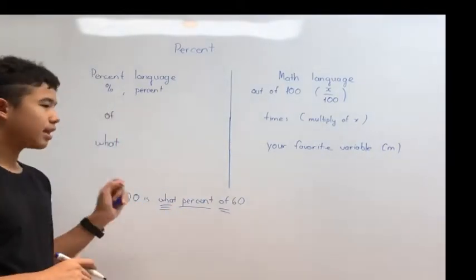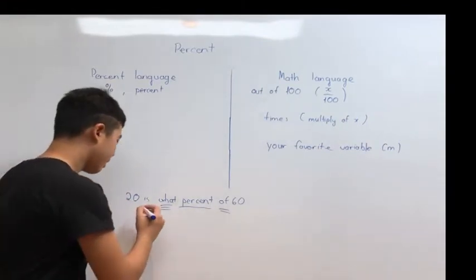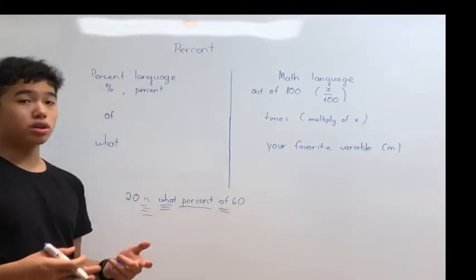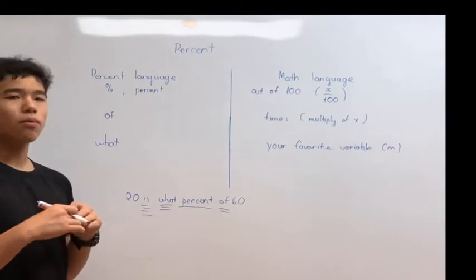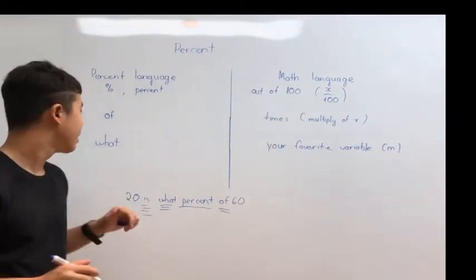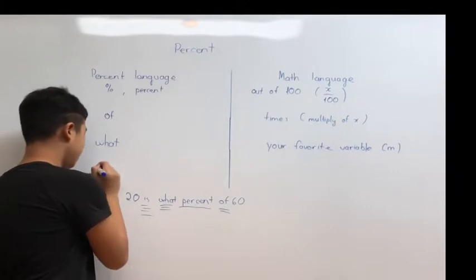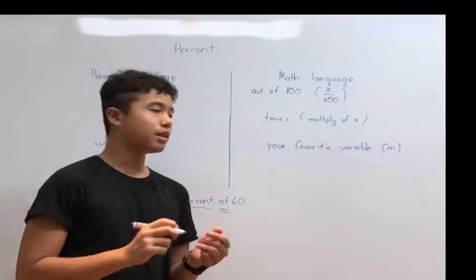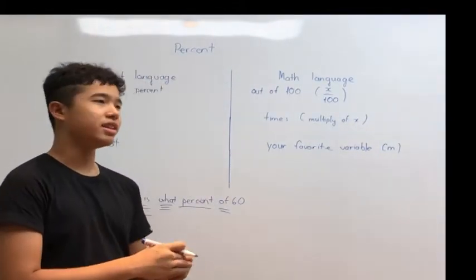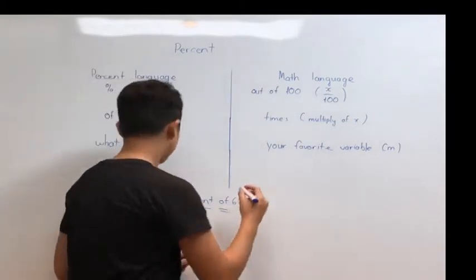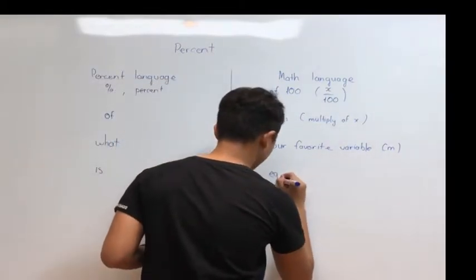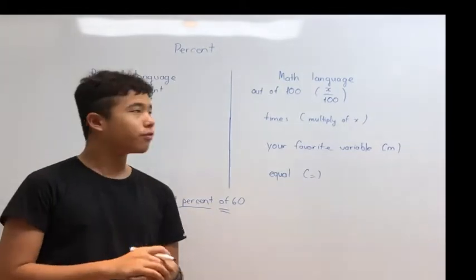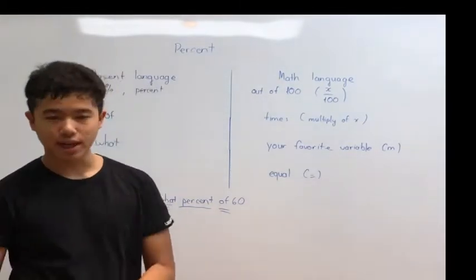The next one is the to be, like is, are, were, was. So basically, what is, that is the to be. In here we have is. Is does mean equal, the equal sign. So before your answer, you should have an equal sign.